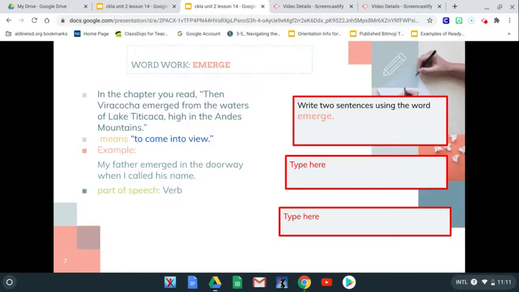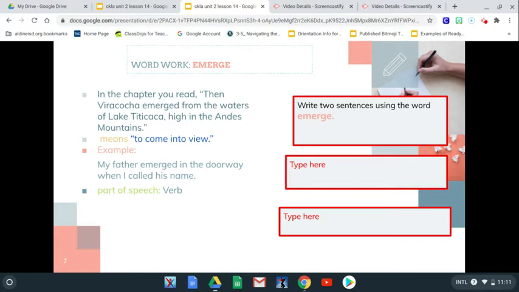Now it's time for our word work. Our word work assignment or vocabulary word today is emerge, okay? So in the chapter you read that Viracocha emerged from the waters of Lake Titicaca, high in the Andes Mountains. This word emerge means to come into view. A normal example would be, my father emerged in the doorway when I called his name. The part of speech is a verb.